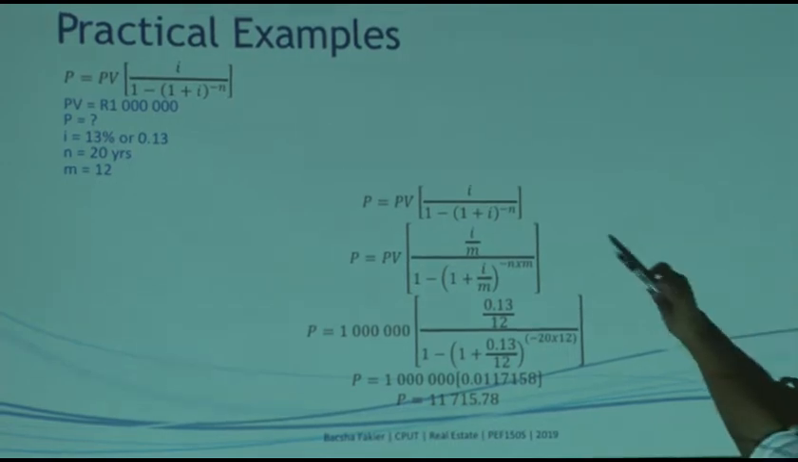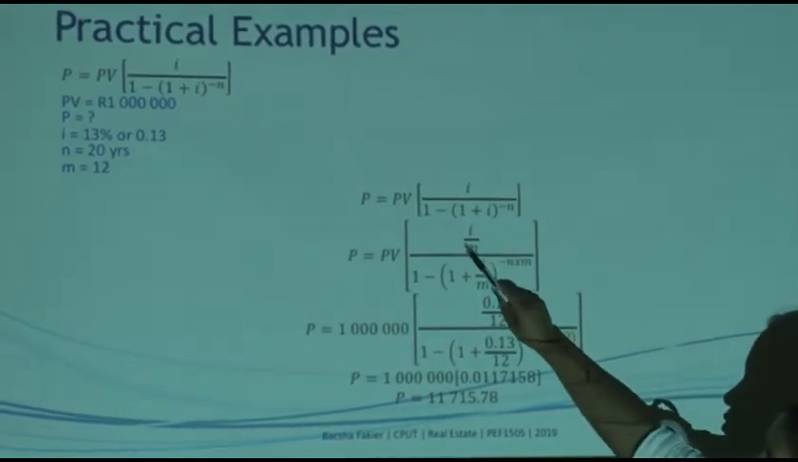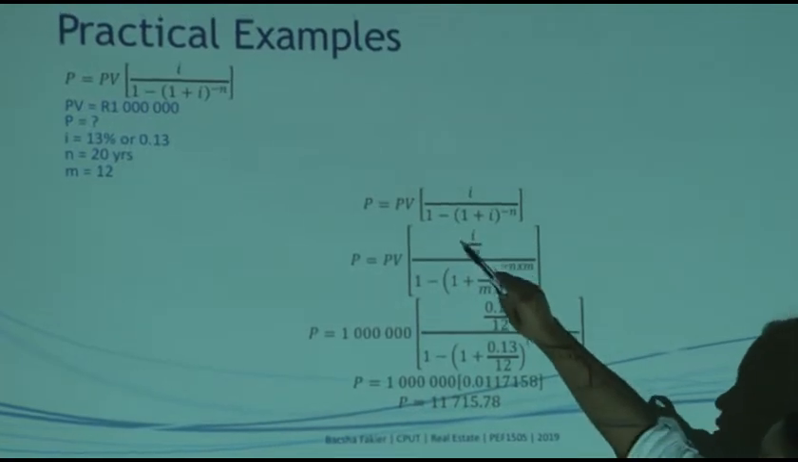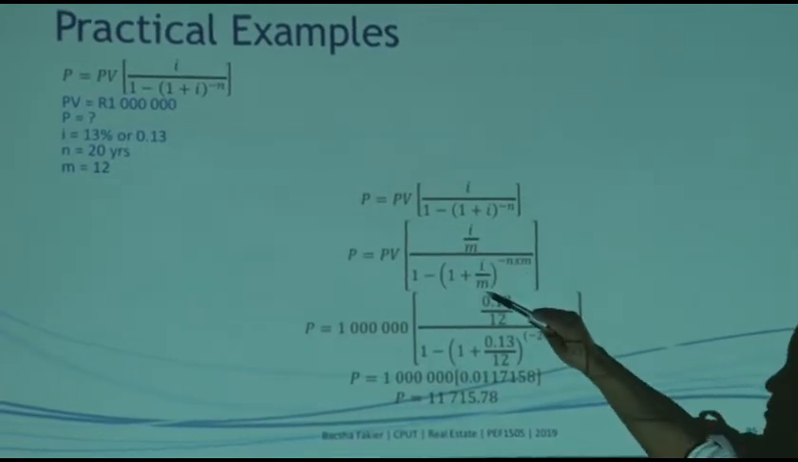Now, here we go. That's where we'll score our 1 mark by showing how you adjust. You adjust I by dividing by M.